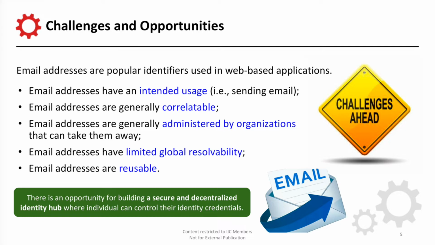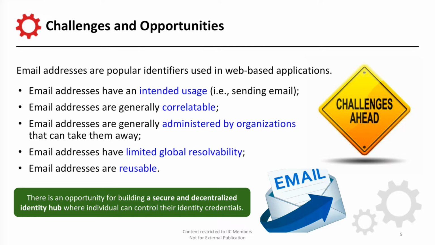Also, email identifiers are correlatable, which means if you use your email address when you access different service providers, they can link you together. The third one, also very important, is that the email address is administered by organizations, which can take your identity away. If they don't want to provide your service, they revoke your email address, and you can never use it again. Also, the email address has very limited global resolvability.